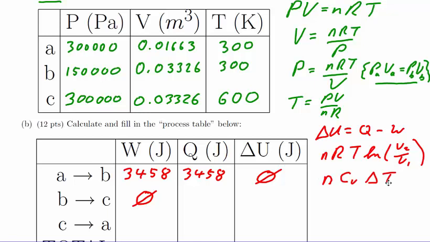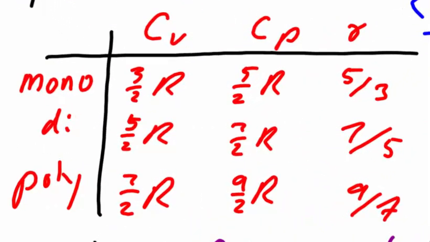We recognize that this formula contains the molar specific heat at constant volume, and that quantity depends upon the type of gas that we have. This problem uses nitrogen N2 gas, meaning that it is diatomic. We remember that for a diatomic gas, C sub V is 5/2 R and C sub P is 7/2 R.